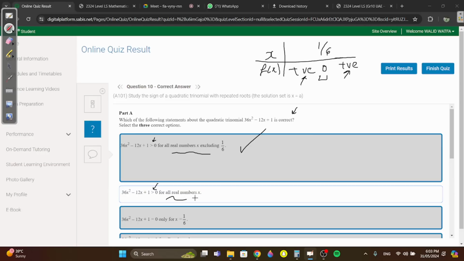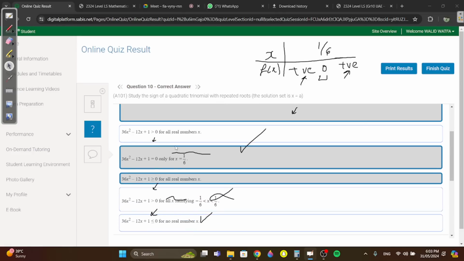Okay, it's greater than 0 for all real numbers, obviously wrong. It equals 0 for 1 over 6, yes. Hold up. Greater than or equal to 0 for all real numbers. Did I do that? It's always positive, but it's not positive at 1 over 6. It equals 0. But they said greater than or equal to 0, so you can also include that 1 over 6, so that's also correct.